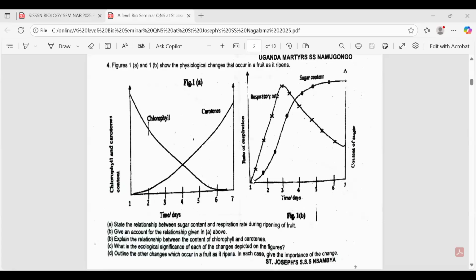Okay, can we proceed to part B? Give an account for the relationship given in A above.